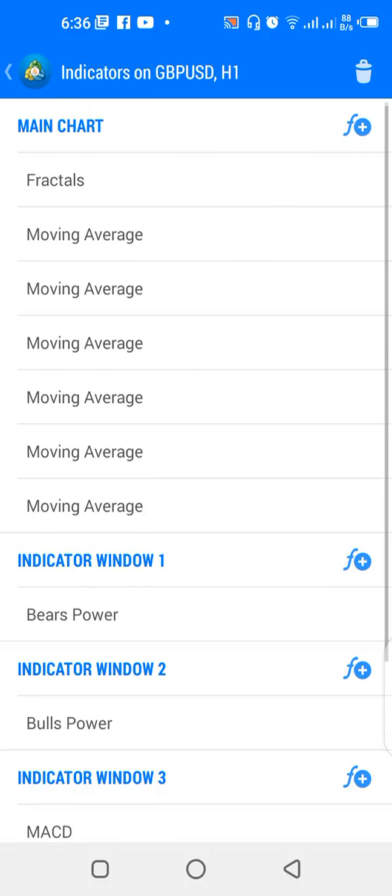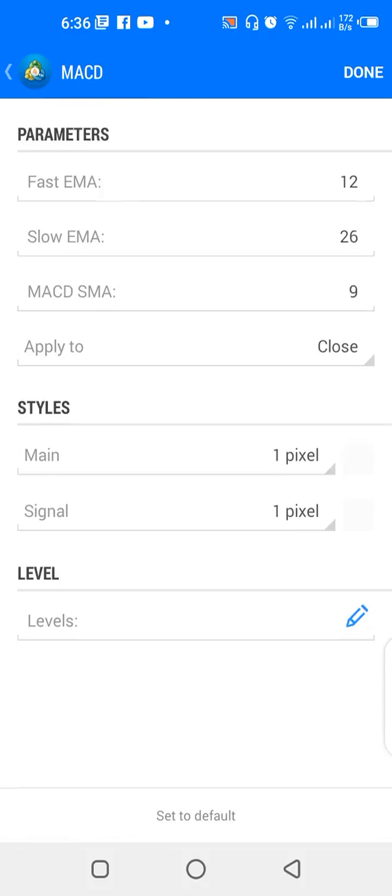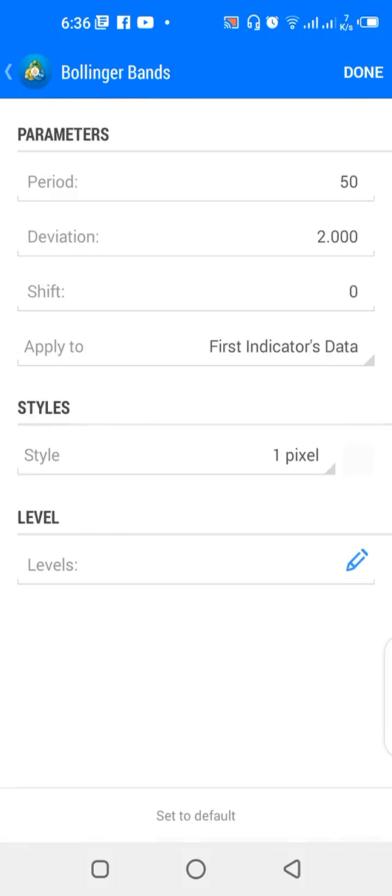Now for indicator window 3, MACD, we have fast EMA is 12, slow EMA is 26, MACD SMA is 9, applied to close. Now the color of the main and the signal will match the background color of the chart. Then we have Bollinger Bands. Period is 50, deviation is 2.0, the shift is 0, applied to first indicator's data. Now the color will match the background color of your chart.